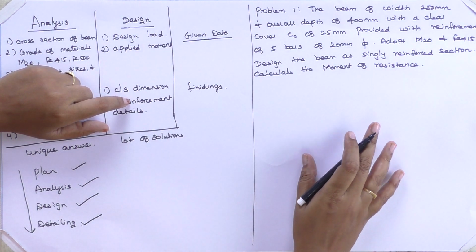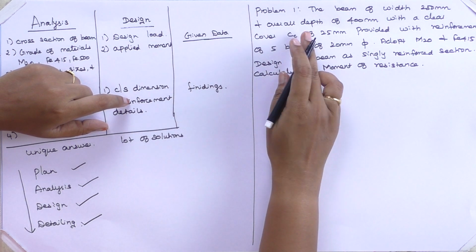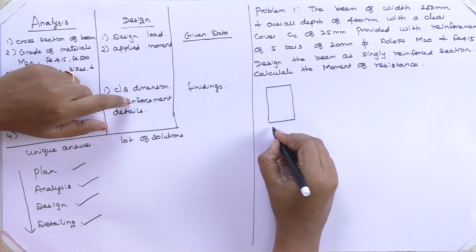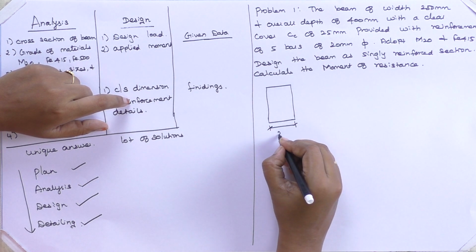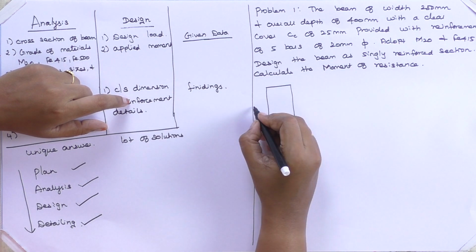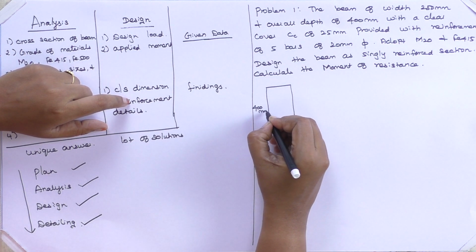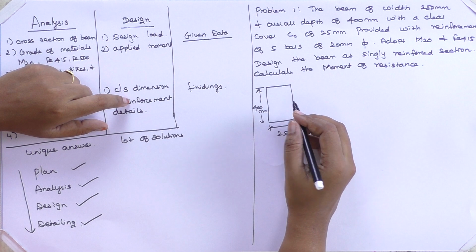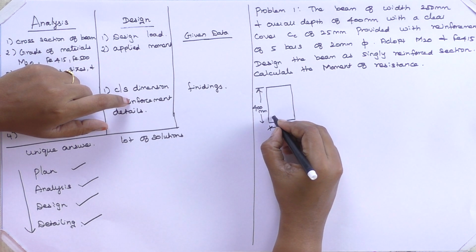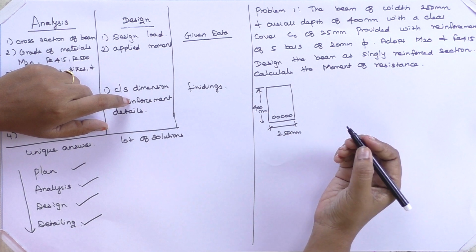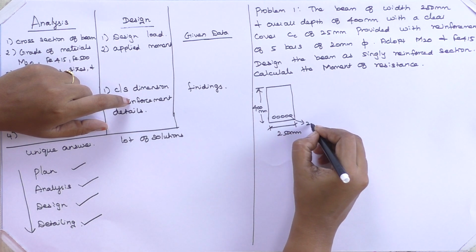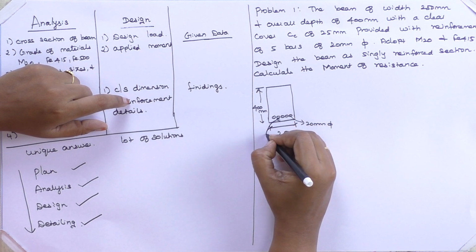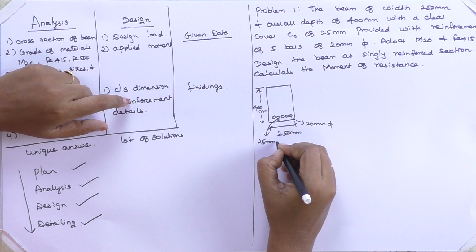Okay, now we'll have a drawing for the given picture. The beam having breadth of 250 mm and the overall depth of 400 mm with the clear cover of 25 mm provided with the reinforcement bars of 20 mm dia. The clear cover denoted here is nothing but 25 mm.